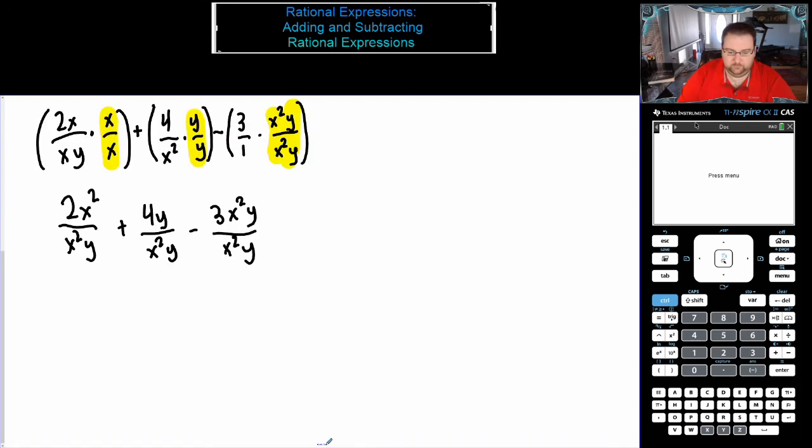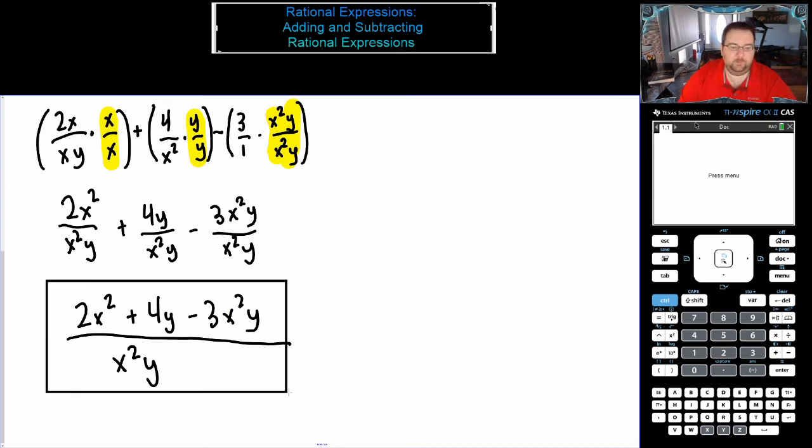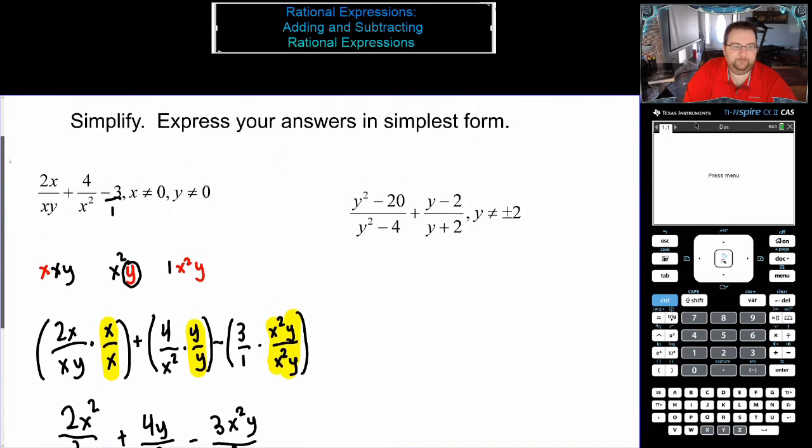Let's get some more room to work with here, and let's combine them. So we have 2x squared plus 4y minus 3x squared y over x squared y. Let's look for common terms. There are no common terms. We're done. That's it. Put a box around it. Be confident in your math skills. That's as far as we can go.